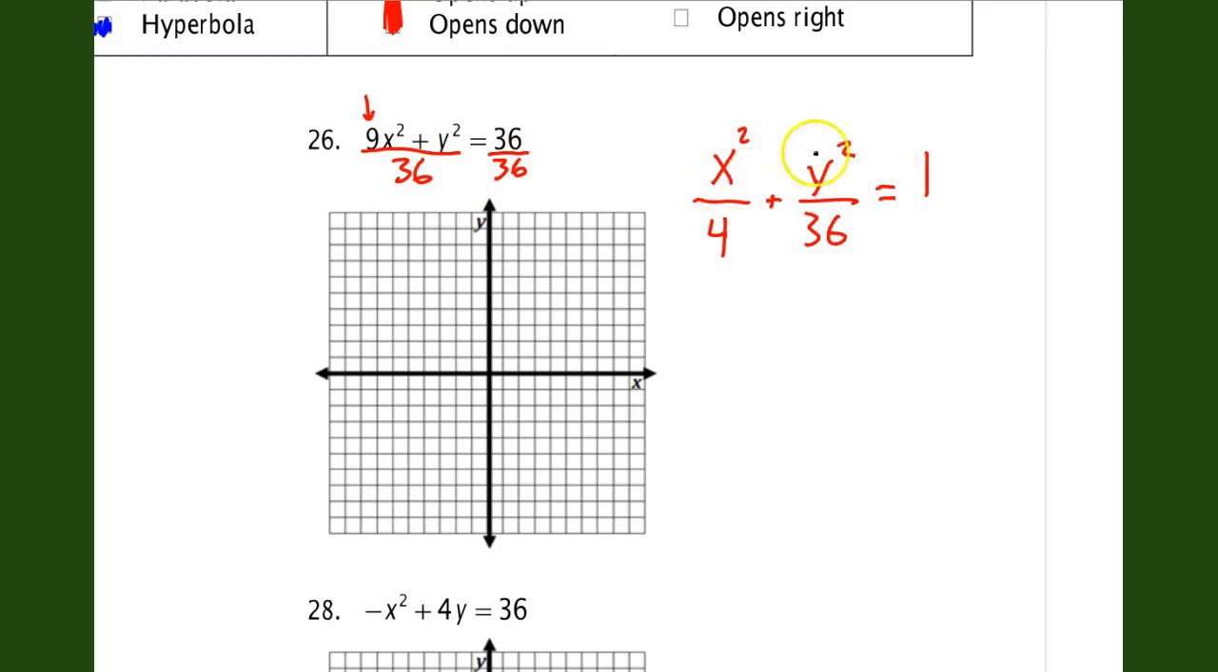So we're going to have a center of 0, 0 once again. The left and right axes will be 2 to the right and 2 to the left, since the square root of 4 is 2. And then we have the vertical of 36, so we're going to go 6 up and 6 down. And there's the ellipse. There we go. Very good.